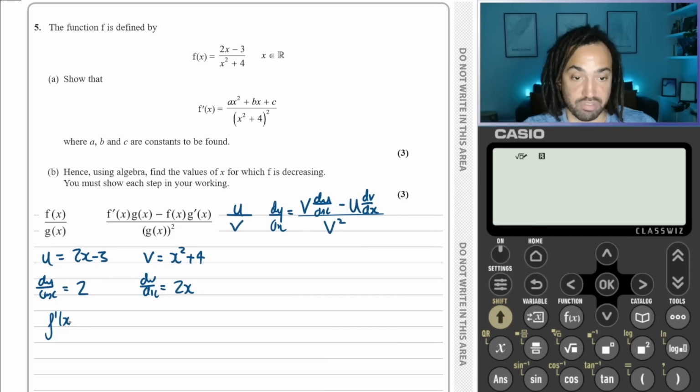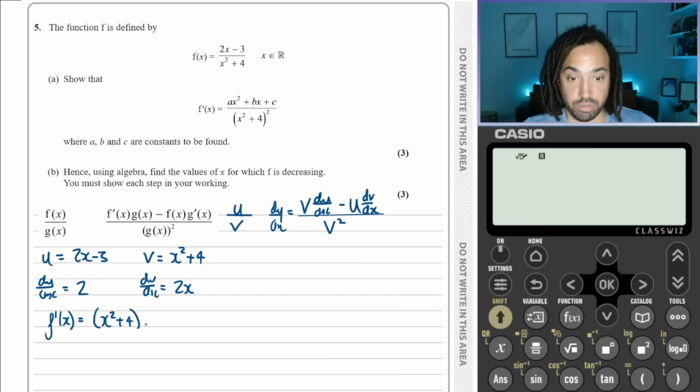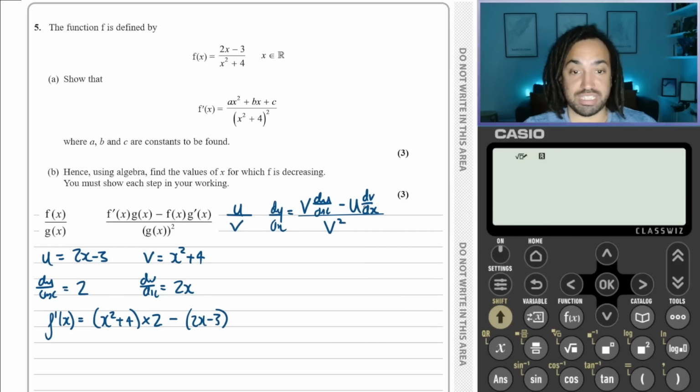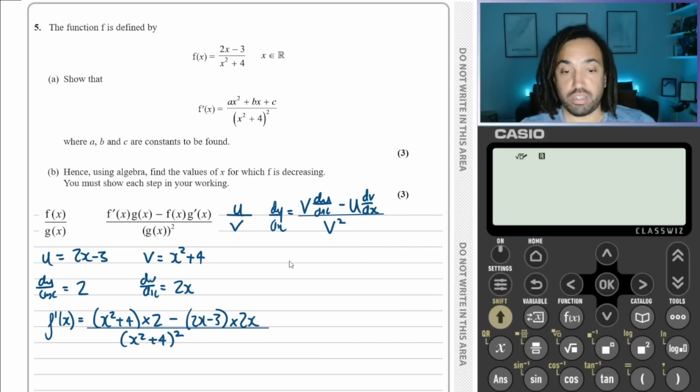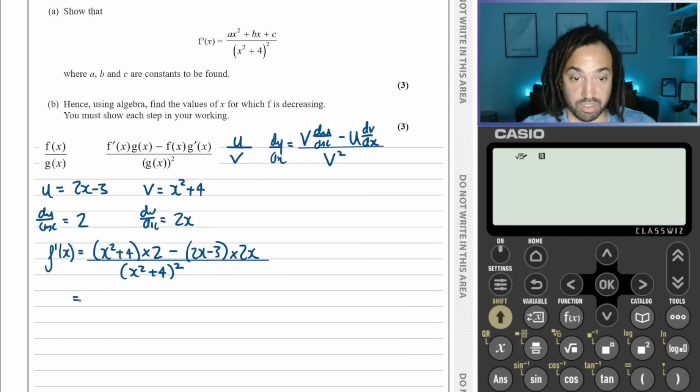We can say f dash of x is equal to, and the formula is v, so in this case v is x squared plus 4 times by du by dx, which is 2, minus u, which is 2x minus 3, times by dv by dx, which is 2x, and then that is all divided by v squared, which will be x squared plus 4 all squared. Okay, great. So now we just need to simplify the top.